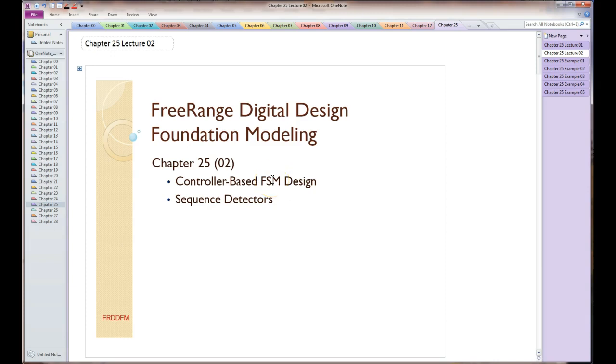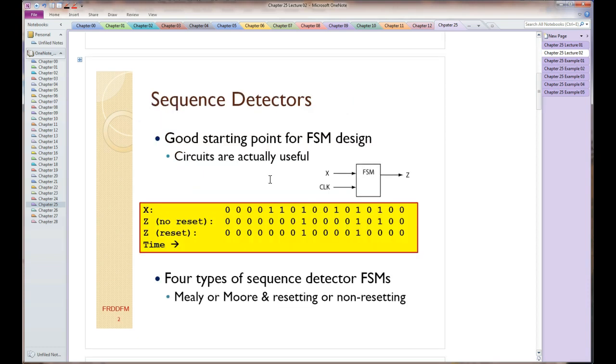This is Free Range Digital Design Foundation Modeling, Chapter 25, Lecture number 2. We've been working with finite state machines, and now we're moving towards using a finite state machine to design a sequence detector. Sequence detectors are a good starting point for state machine design. Their circuits are actually useful. They're fairly simple to generate the state diagram for the state machine.